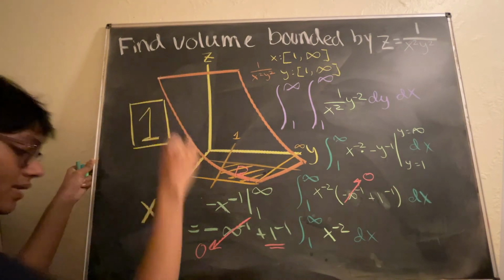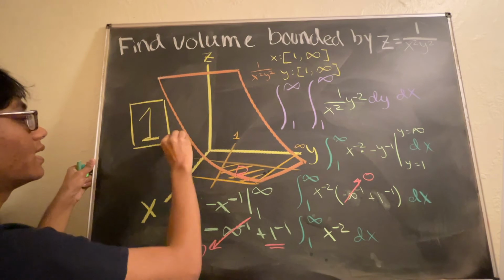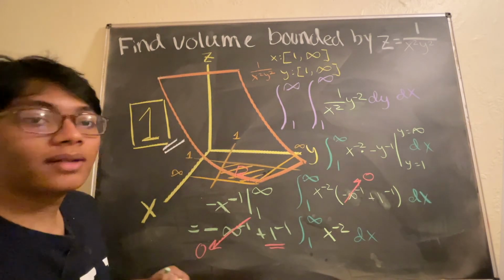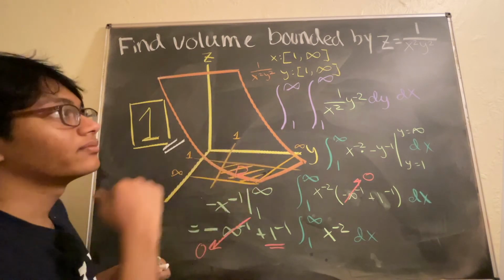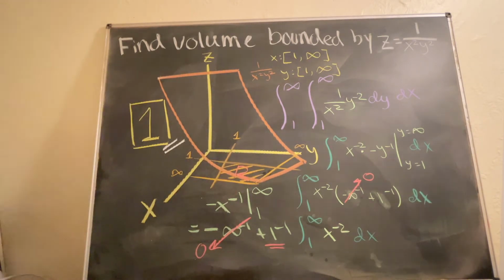And that, ladies and gentlemen, is our answer for the question. And that's how you find the volume bounded by an improper multivariable integral. Thanks for watching. We'll check you out next time.